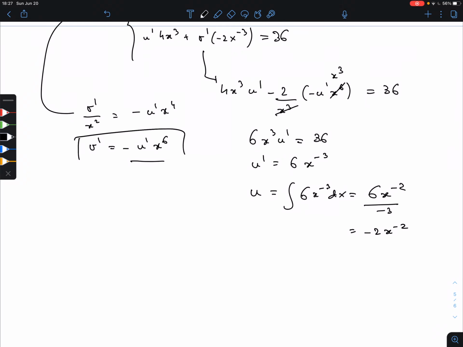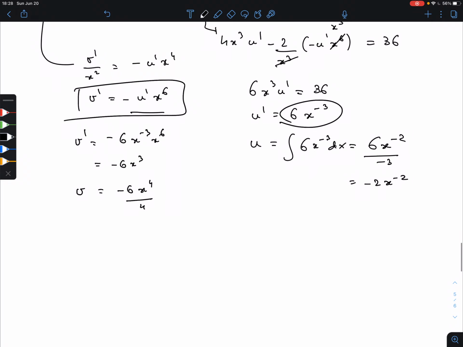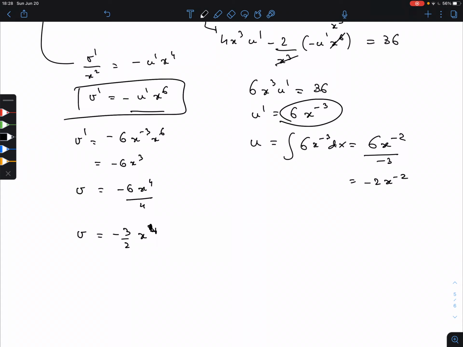Well, we have v prime, and so we calculate u prime. Well, we know what u prime is. u prime is 6x to the minus 3, so this is minus 6x to the minus 3 times x to the 6th. So this is v prime, right? And so this is equal to minus 6x cubed. So we see that v is equal to minus 6x to the 4th over 4. So v is equal to minus 3/2 x to the 4th. I don't know why I said x cubed.